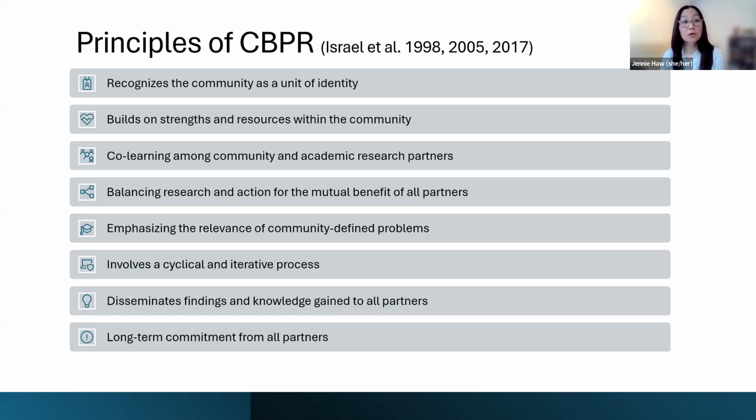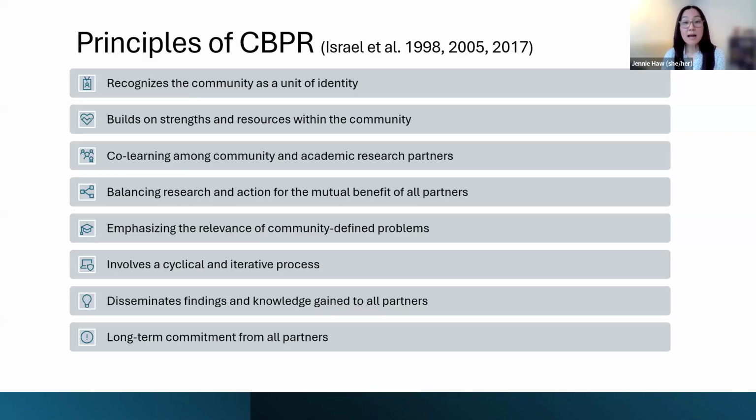Third, co-learning among community and academic research partners. This really emphasizes the importance of a collaborative and reciprocal learning approach between community members and researchers throughout the research process. What's really important here is also recognizing the expertise that community members bring to the research project, to the question being studied, and not prioritizing the expertise or knowledge of researchers over community members.